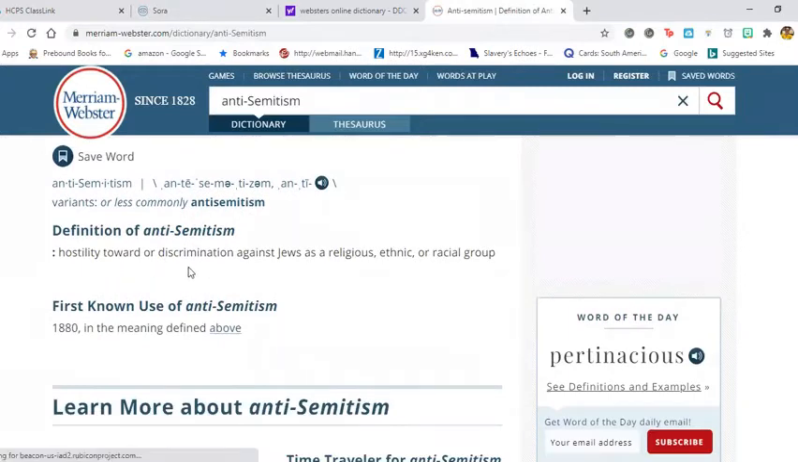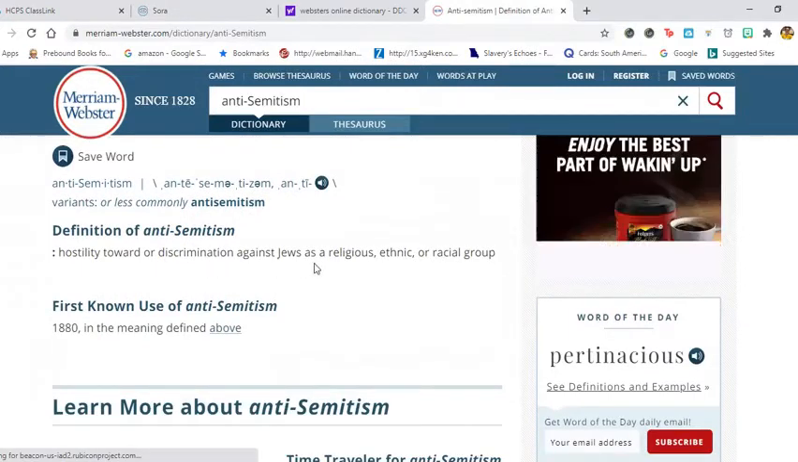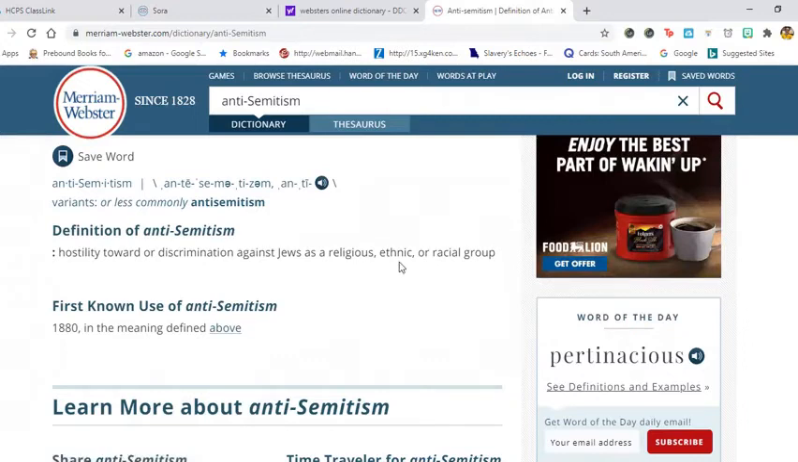Hostility toward or discrimination against Jews as a religious, ethnic, or racial group. It's very sad that in our history, we have this happen over and over again. Right now in our book, they're talking about during World War II and the years following that, how the Jewish people were put down and treated differently and discriminated against.